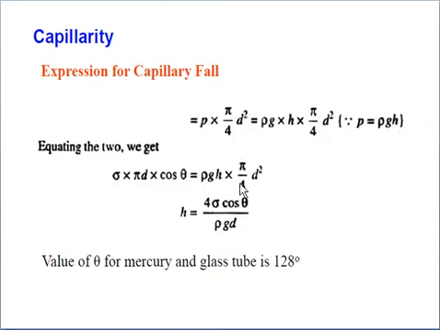Here the value of theta for mercury and glass tube is 128 degrees. It is not 0, it is 128 degrees in the case of mercury and glass. Okay, this is all about the expressions for capillary rise and capillary fall.